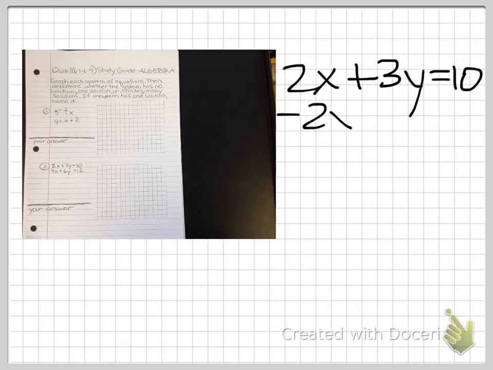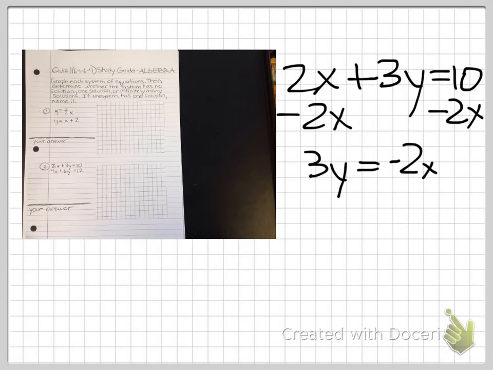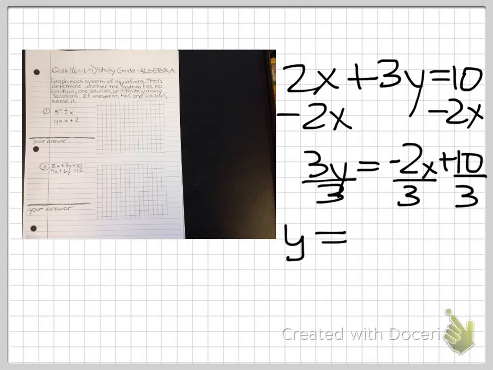I need to move the x value over to do that, and then I have to divide everything by 3 to get my answer. So this is what I'm going to graph. Y equals -2/3 x plus 10/3.